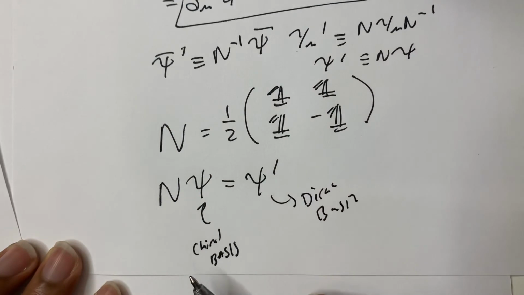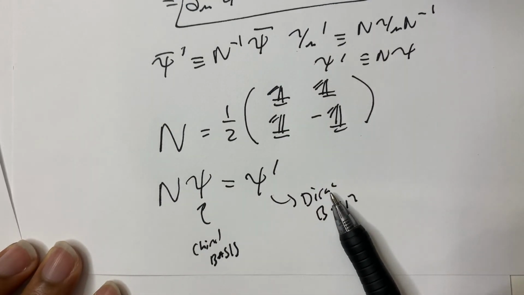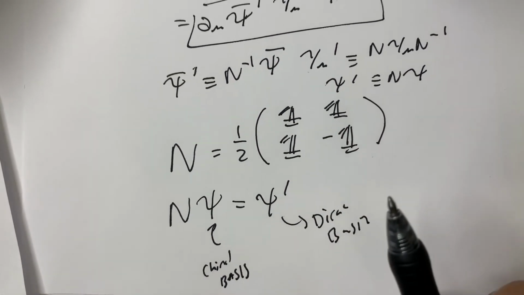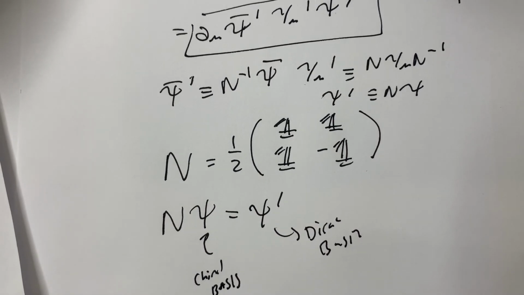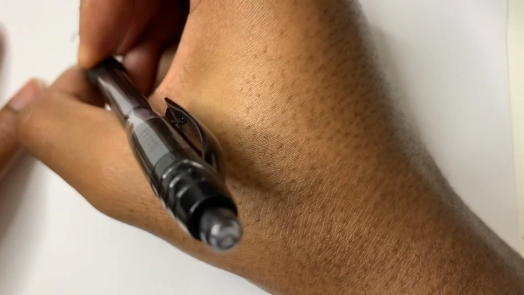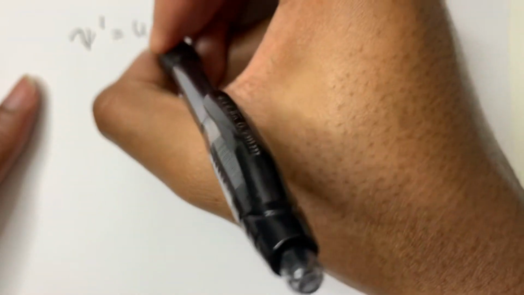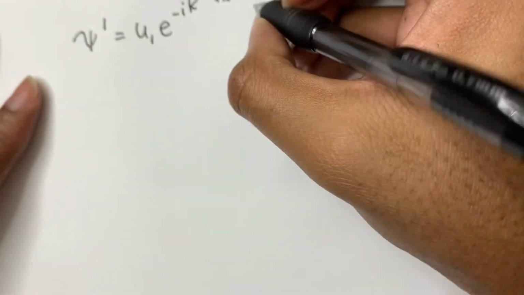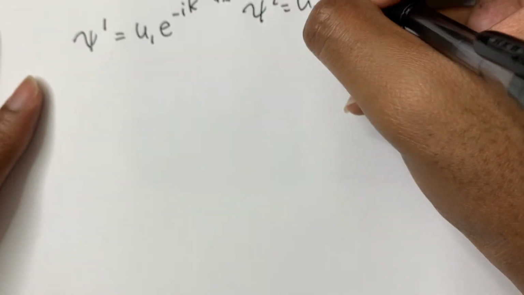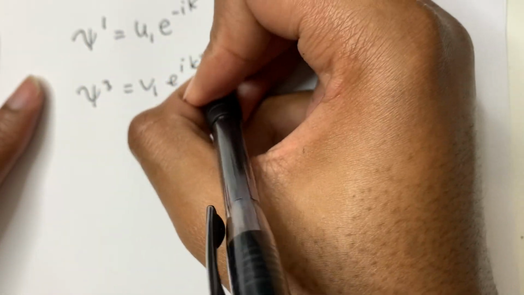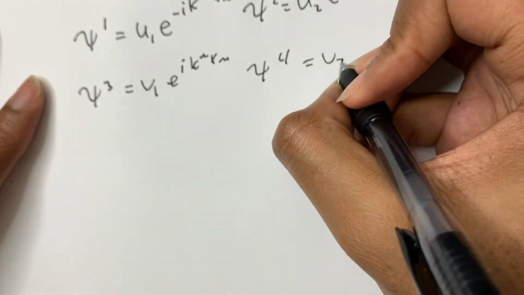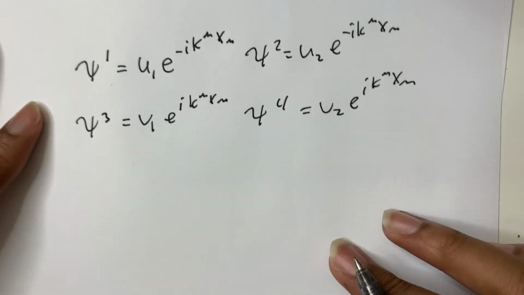The chiral basis is sometimes called the Weyl basis. This is sometimes called the mass basis. And our Dirac components, you could carry out the computation yourself. The Dirac bispinor represented in the Dirac basis looks like this. So psi 1 becomes u1 e to the minus i k mu x mu. Psi 2 equals u2 e to the minus i k mu x mu. Psi 3 equals v1 e to the i k mu x mu. And psi 4 equals v2 e to the i k mu x mu.